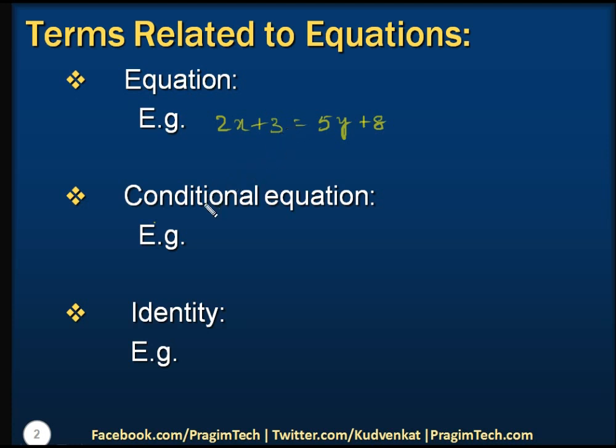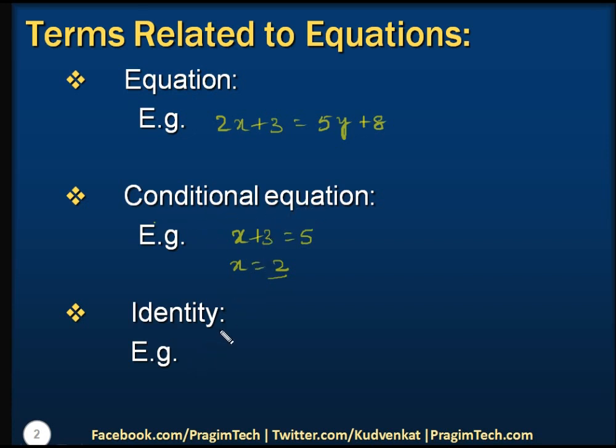Now let's see what is a conditional equation. If an equation is satisfied by at least one real number, then it is called a conditional equation. If I say x + 3 = 5, it is satisfied when x = 2, right? So if it is satisfied by at least one real number, then it is called a conditional equation.